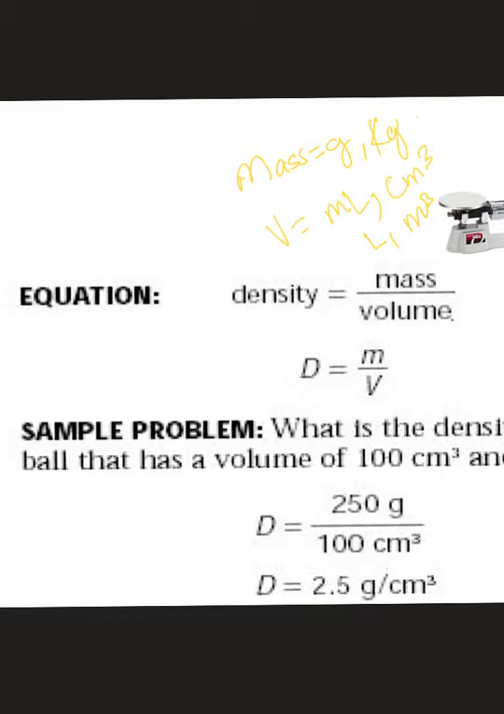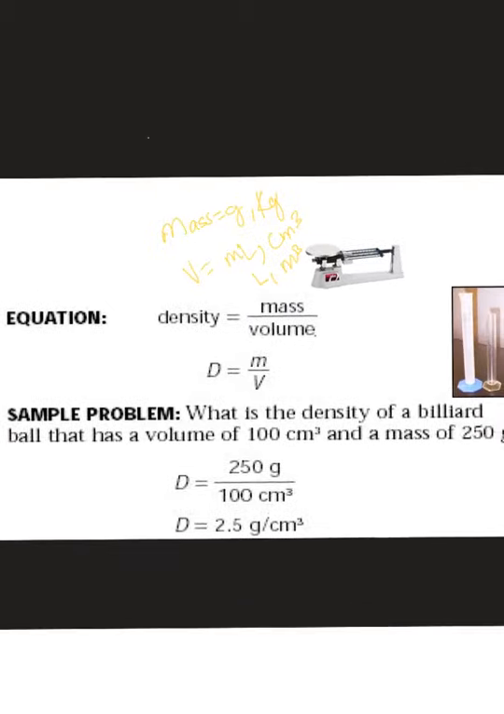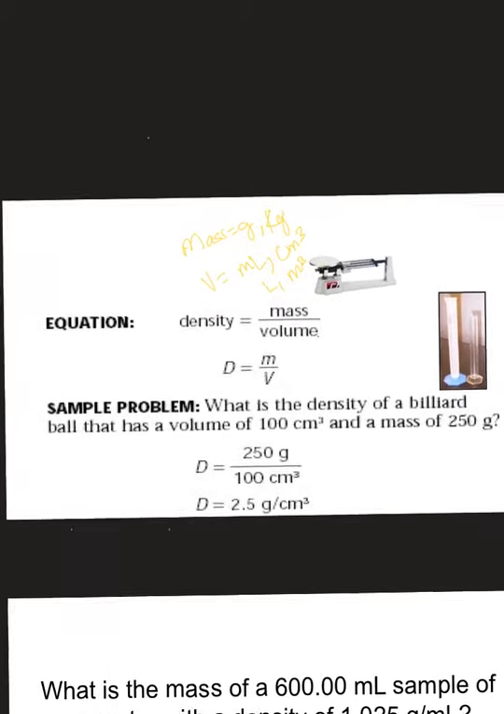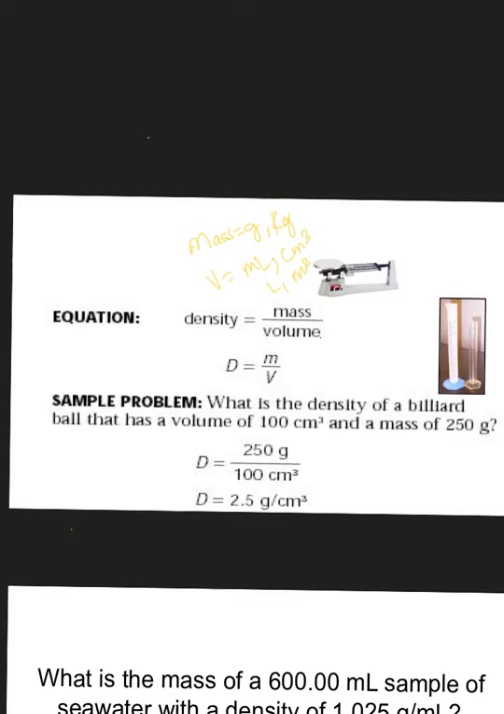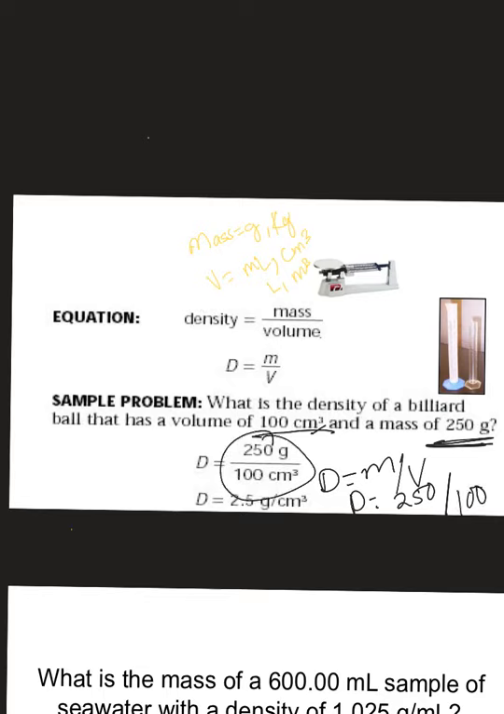Okay? So the example problem says, what is the density of a billiard ball that has a volume of 100 centimeters cubed and a mass of 250 grams? So we have our volume here, 100 centimeters cubed, and we have our mass of 250. Well, density is equal to mass over volume. So if the mass is 250, that's going to be equal to 250, and then I'm going to divide that by the volume, which was 100, and you see that's what's done here. When I do that, I get 2.5 grams per centimeter cubed.